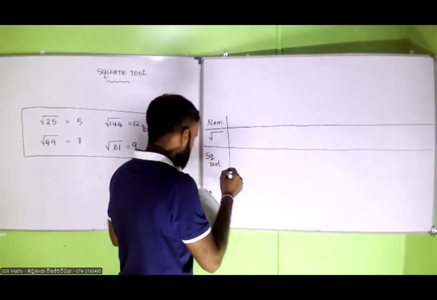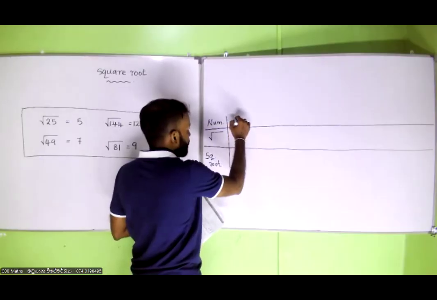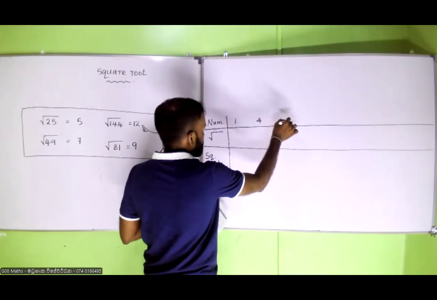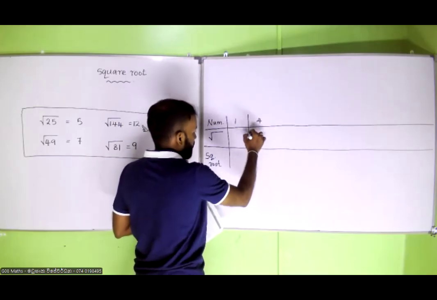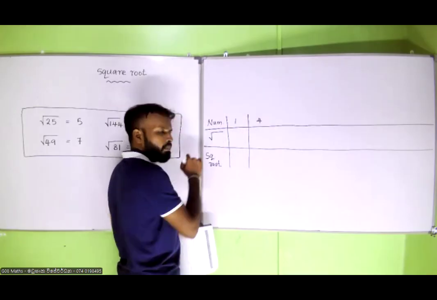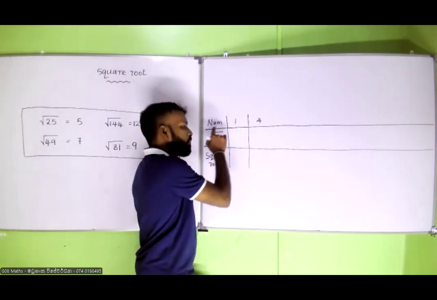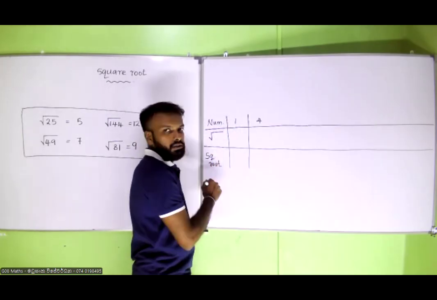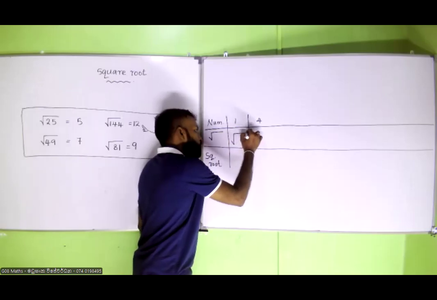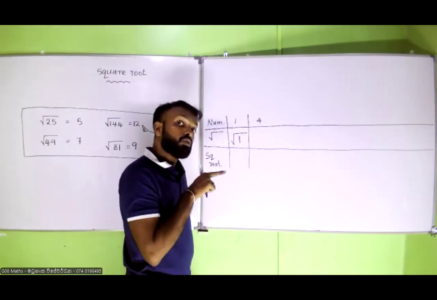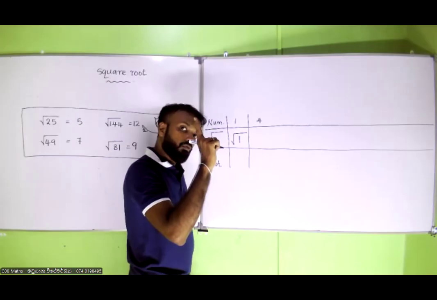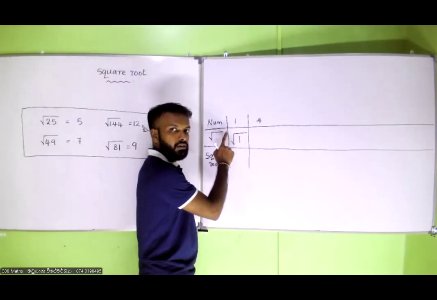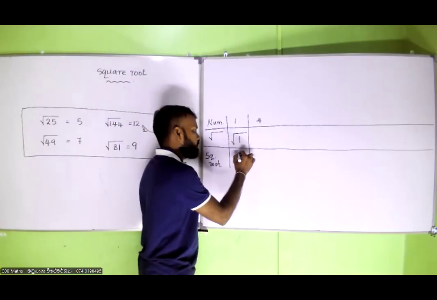Right. So this will be a great practice for you. We can write 1. This is the number, and we are going to obtain the square root of 1. Square root of 1 is 1, because 1 times 1 is 1.